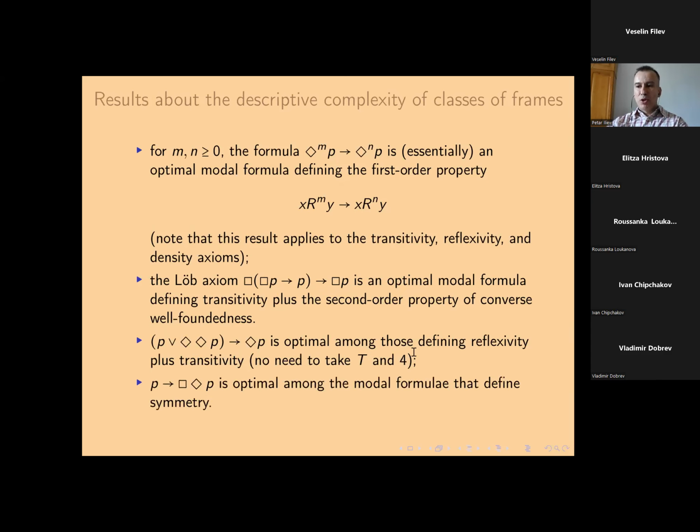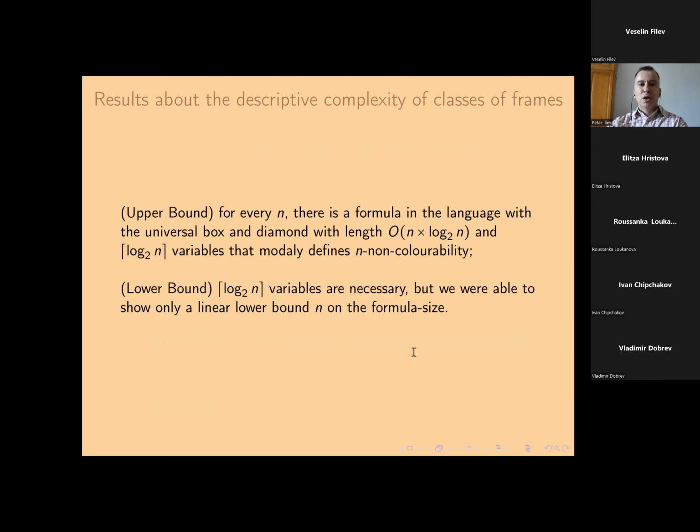Okay, then we show that this formula is actually optimal among those that define reflexivity plus transitivity. And this modal formula is optimal among all the modal formulas that define symmetry. And then the central result of the paper was actually this one, that for every natural number n, you have a formula in the language with the universal box and diamond. And the length of each such formula is of the order of n times log 2 n. And you need at least log 2 n variables. And we showed that these log 2 n variables are necessary, but we were able to establish only a linear lower bound on the size of any such defining formula. So we have a quasi-linear upper bound, but just a linear lower bound.